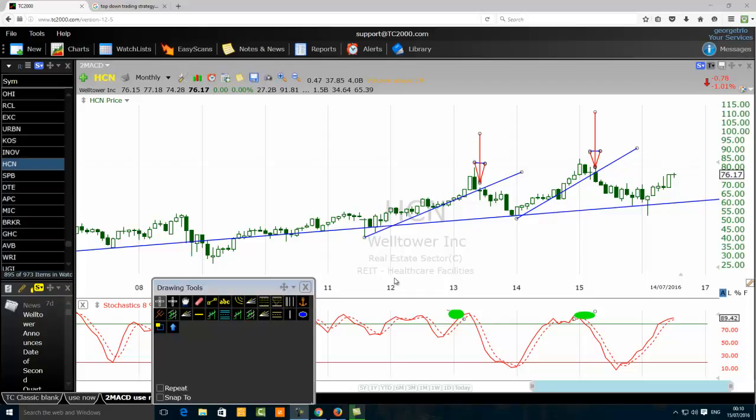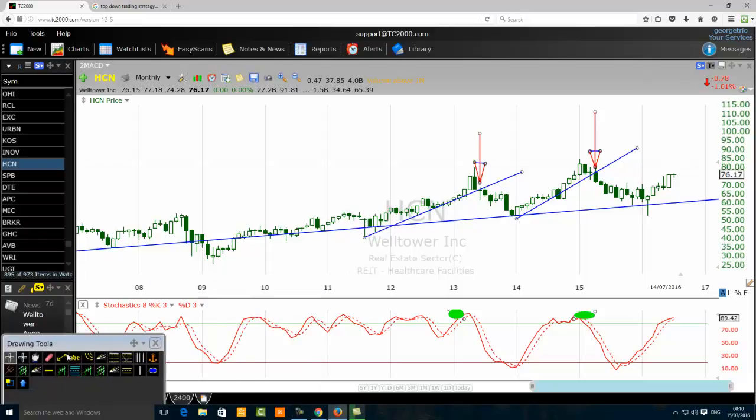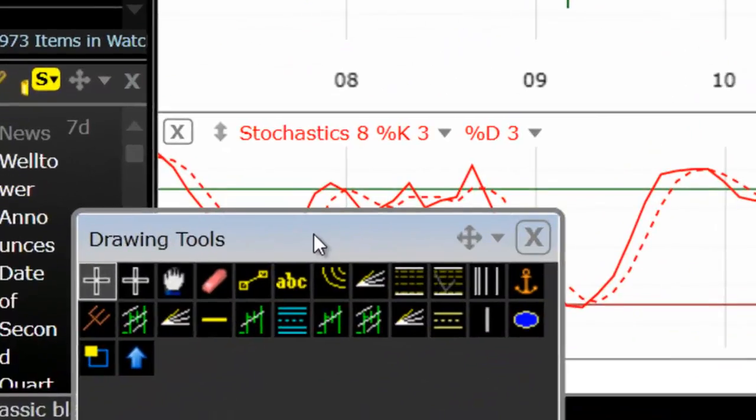Simple overbought stochastic swing trading tips and tricks. We are on a monthly chart of Welltower Incorporated.